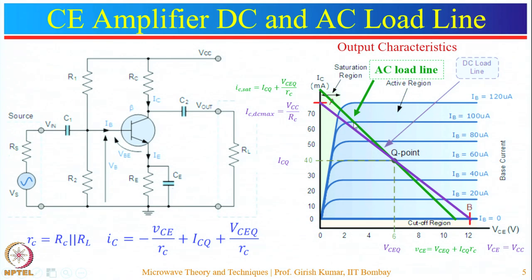Because if you choose a point somewhere here, then there are chances that the positive cycle of this output signal may get clipped. This is known as saturation clipping, and if the point is chosen somewhere here, then there are chances that the negative cycle of the output signal may get clipped. This is known as cutoff clipping. So one should choose the operating point at the center to get the maximum output signal without any distortion.